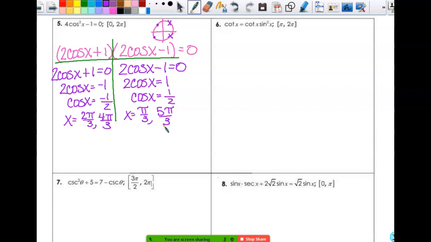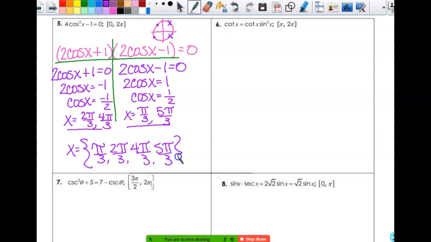Then once you do each one of them, because you might have 3 or even 4 that you have to work through, you go and look at all these answers and you have to put them together, and they have to be in order. It's all one answer. So this would give me pi thirds, then 2 pi thirds, then 4 pi thirds, then 5 pi thirds, and that's my answer set between 0 and 2 pi.